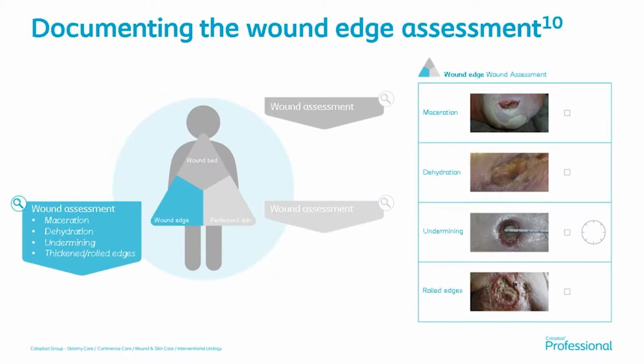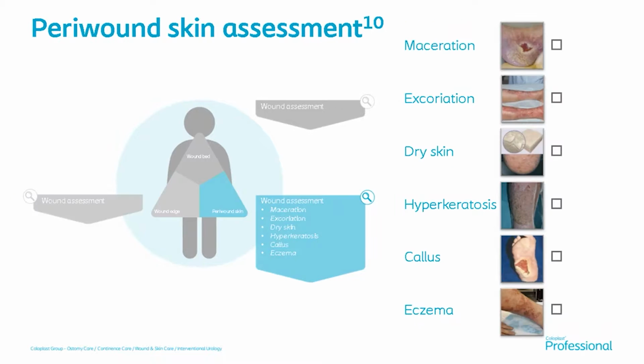We then also need to really clearly document what we've seen on the wound edge. And again, the Triangle of Wound Assessment documentation tool, you should be able to do that quite simply. Then the periwound skin assessment, looking at the surrounding skin to the wound edge.